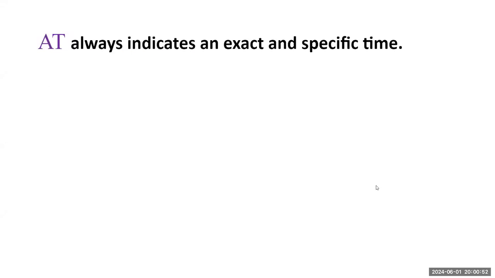At always indicates an exact and specific time. So when we'd like to go on a date at an exact specific time, we say, please, we can have our date at exactly 8. So before 8 a.m., perhaps you should be at the event already, in that particular place. So that's indicating an exact and specific time.